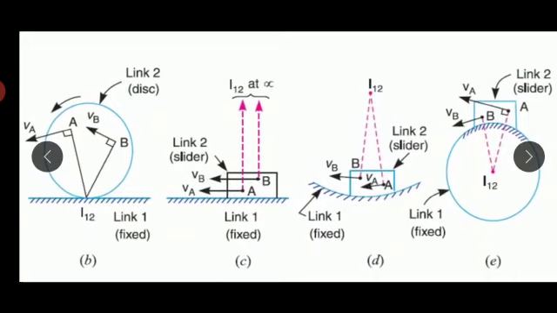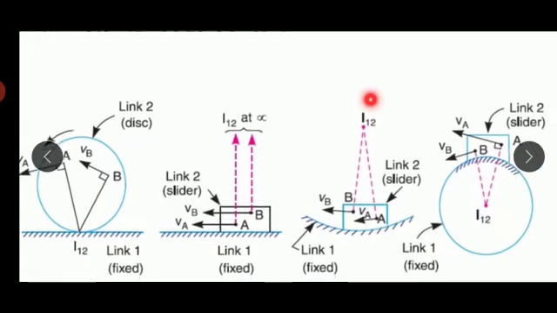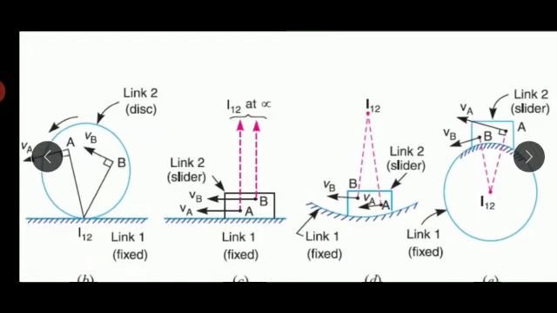In the fourth case, that is in figure D, we have a slider, and this slider is going to move on a curved path, and that curved path is also fixed, but it is not straight. So in such cases, the instantaneous center is going to lie at a particular point, and that point is called the center of curvature. As we can see from point A and point B, if we draw the instantaneous centers, they are going to intersect at a particular point, and that point will be the center of curvature, known as I12.